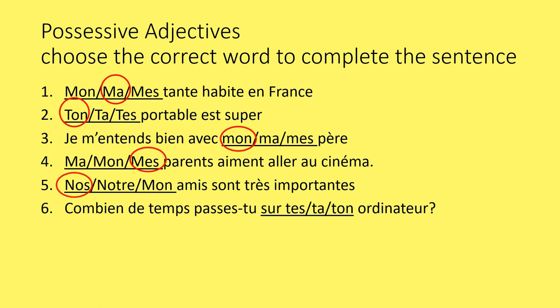So nos amis sont très importantes. And then finally, combien de temps passes-tu sur ton ordinateur? Okay. So is it ton, ta, or tes? Ordinateur is a modern thing, it is masculine and it doesn't end in E. Okay, so it's got to be ton.